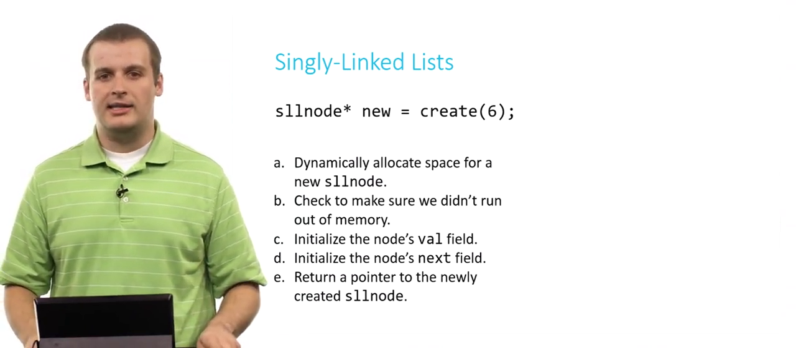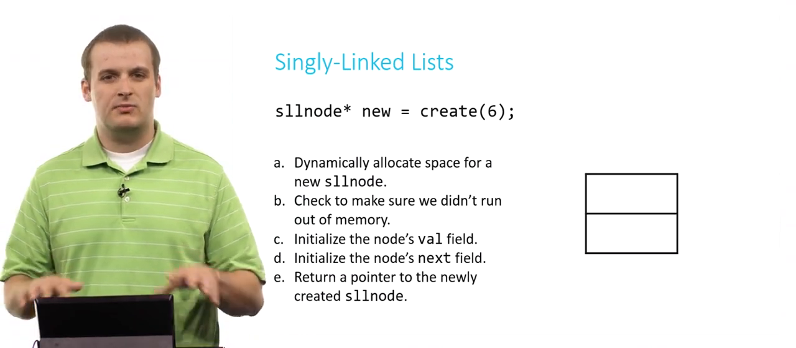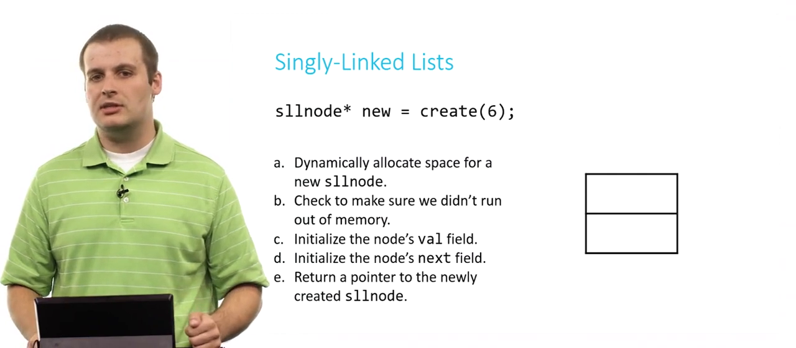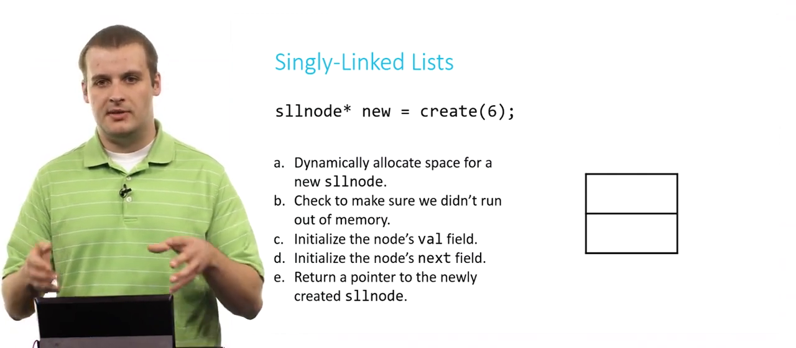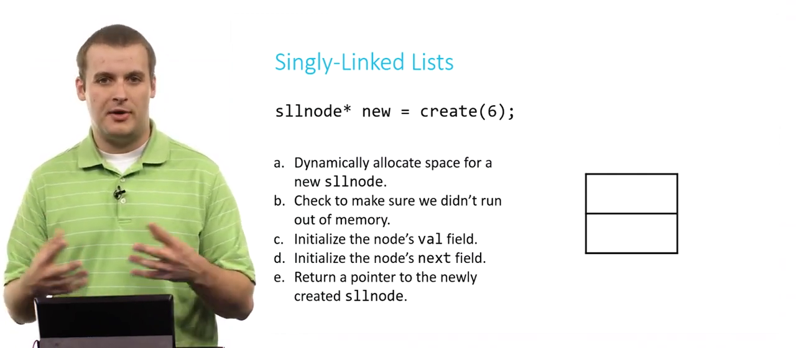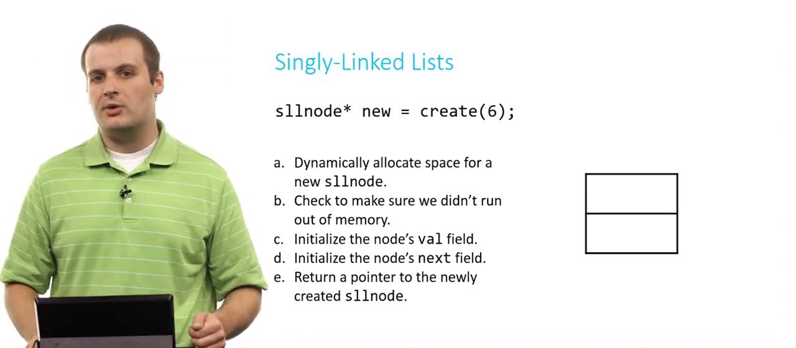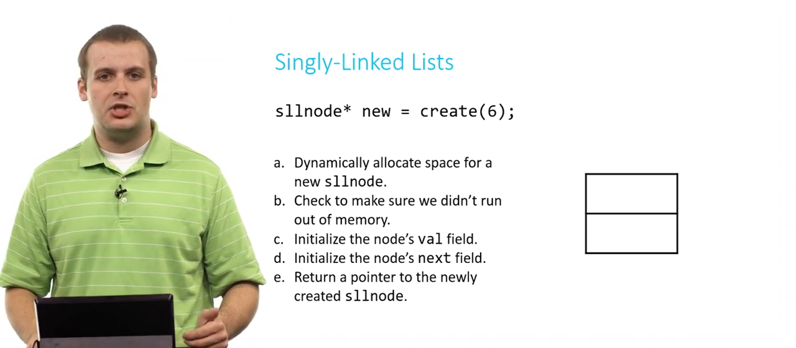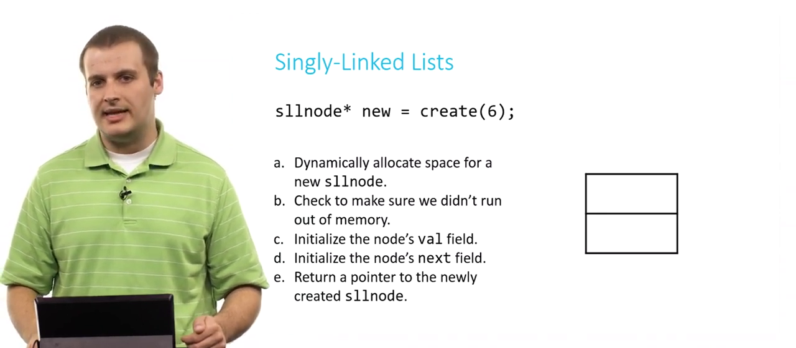So what might this look like visually? Well, first, we're going to dynamically allocate space for a new SLL node. So we malloc. That's a visual representation of the node we've just created. And we check to make sure it's not null. In this case, the picture wouldn't have shown up if it was null. We would have run out of memory. So we're good to go there. So now we're on to step C. Initialize the node's value field. Well, based on this function call I'm using here, it looks like I want to pass in 6. So we'll put 6 in the value field.